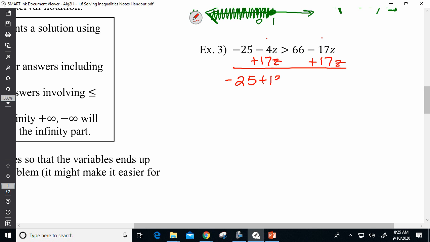-25 plus 13z is greater than 66. So now this is more or less a 2-step equation, so inequality. Add 25. 13z is less than or equal to 91. Divide both sides by 13. Z is greater than or equal to 7.